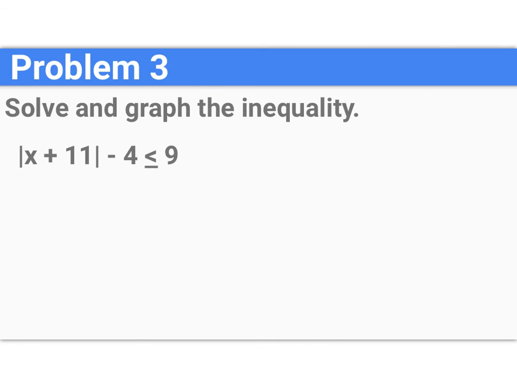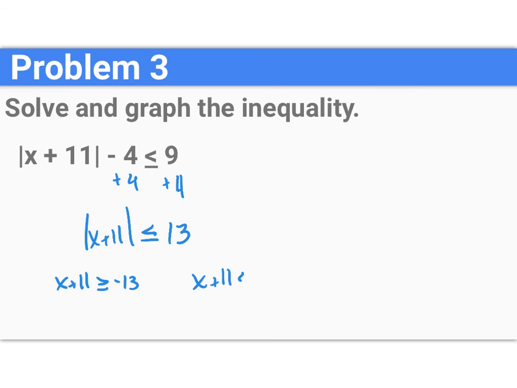And then finally, with the third one, add 4, add 4. The absolute value of x plus 11 is inside the inequality, so we stop right there. It is less than or equal to 13. So what we do, x plus 11 is greater than or equal to negative 13, and then x plus 11 is less than or equal to 13. You flip the sign when you deal with the negative case. You leave the sign alone when dealing with the positive case.